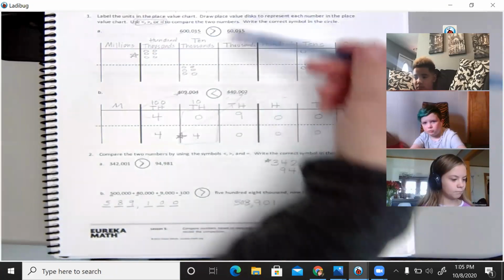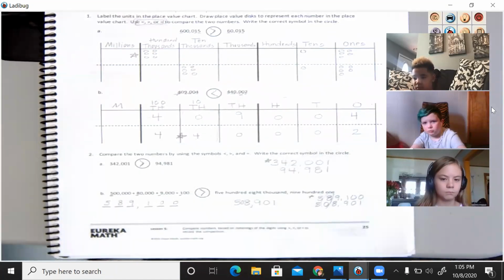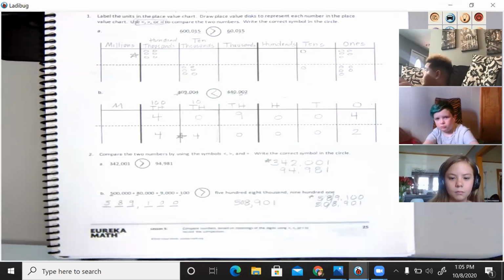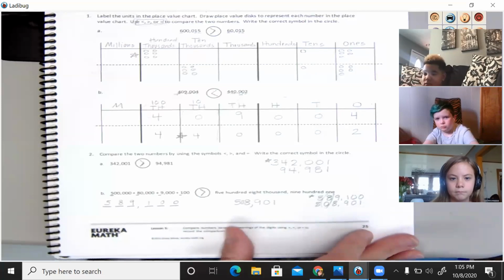Okay, looks like we did all of page 25 the other day. So unless you have any questions about maybe something you look back at and are confused, I'm going to move on to page 26.